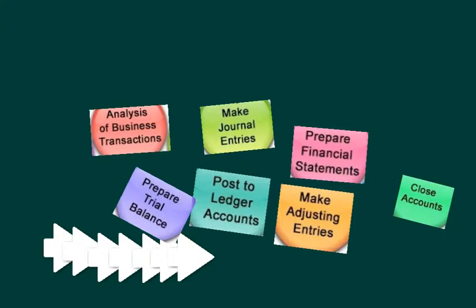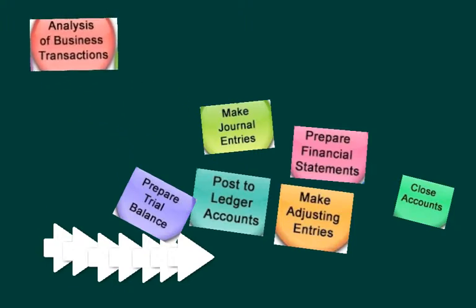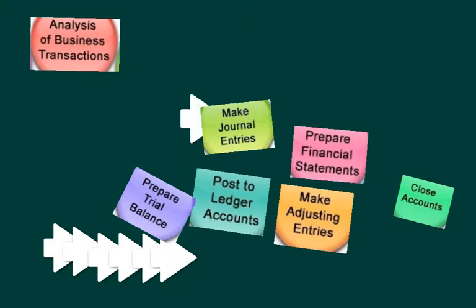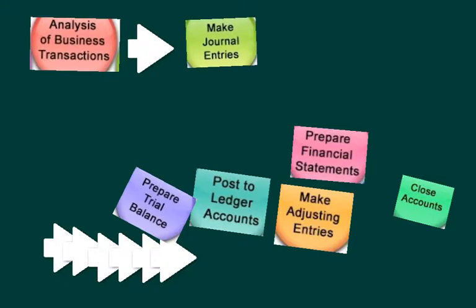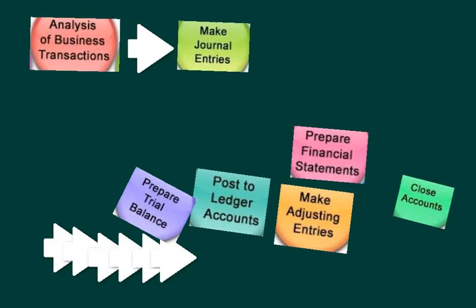You started with a transaction, you went to the journal, you posted it to the ledger, you put it in the statements, then it went back to transactions. Now, just like the way we did with the accounting equation, we expanded it. Now we're going to talk about the expanded accounting cycle. Of course, it will start with where we analyze the business transactions. Then we will put them in the journal, make our journal entries.